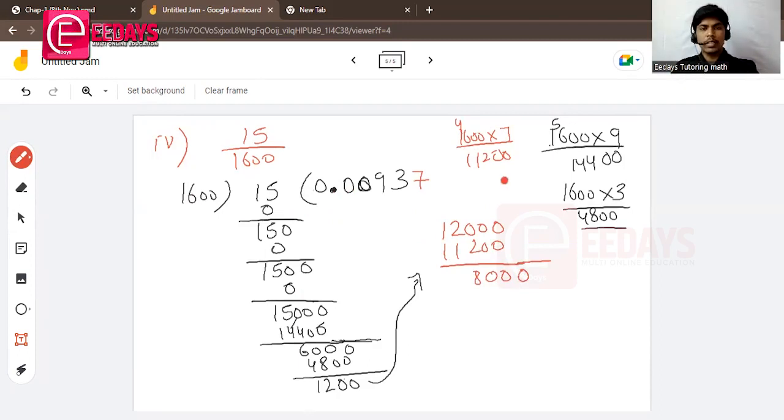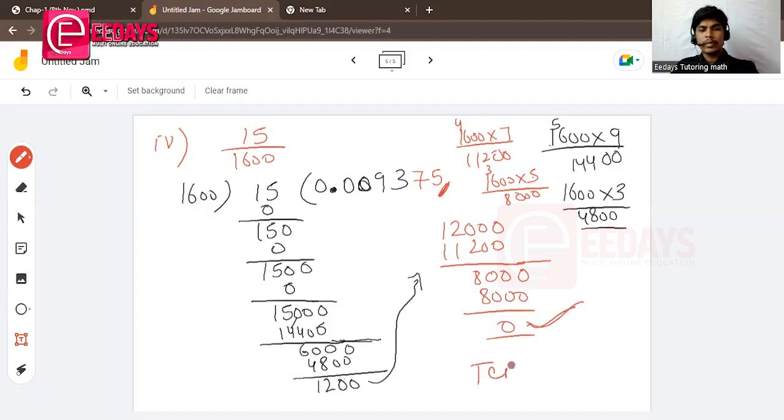You can do like this. Now 8000, where I don't know where it stopped. So 1600 into 5. Let's try with 1600 into 5. 5 sixes are 30, 8. Okay, so 8000 we are getting. Finally, we got 5. It just stopped here. Why? Because we get remainder 0.